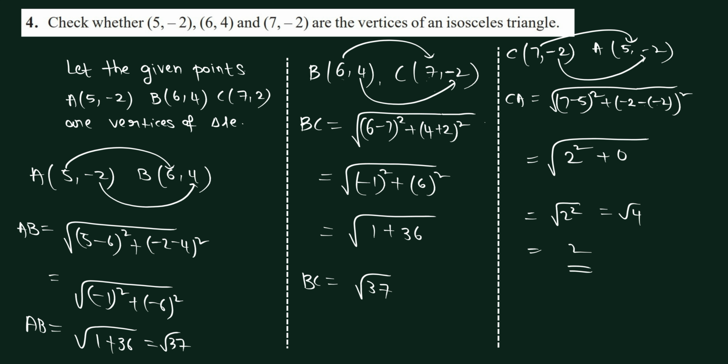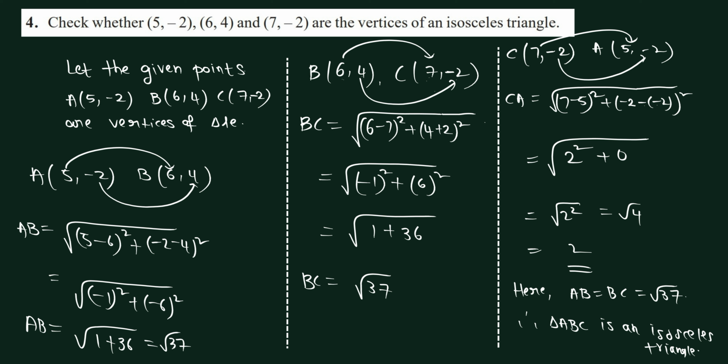Okay, now you see the value of AB and the value of BC both have the same value, that is equal to root 37. Therefore you write here AB equal to BC, which is equal to root 37. Okay, therefore in a triangle two sides are equal, therefore the given points form an isosceles triangle. Write down like that. AB and BC values are same, that is equal to root 37, therefore triangle ABC is an isosceles triangle.